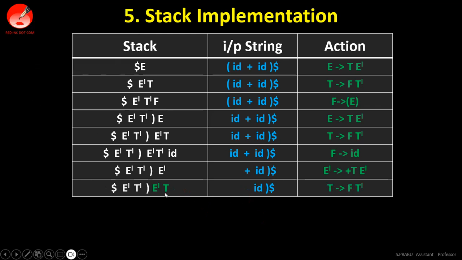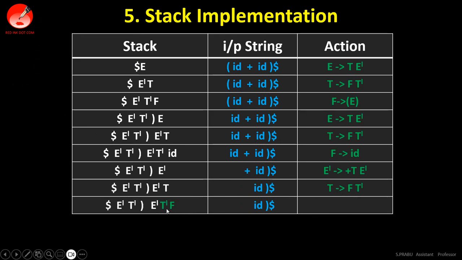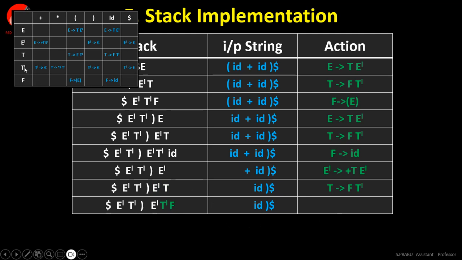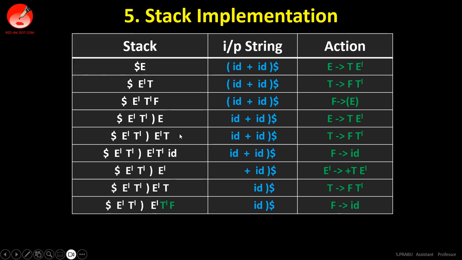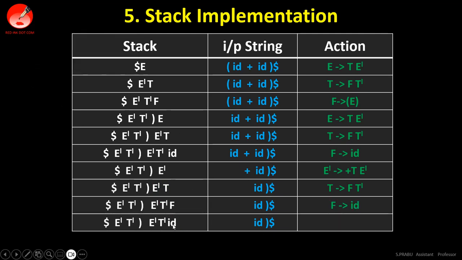So instead of T, I can write FT dash in reverse order. Then I compare F and ID. The rule is F and ID is F tends to ID. So instead of F, I can write ID. Then ID, both the elements are same, so I can remove it.